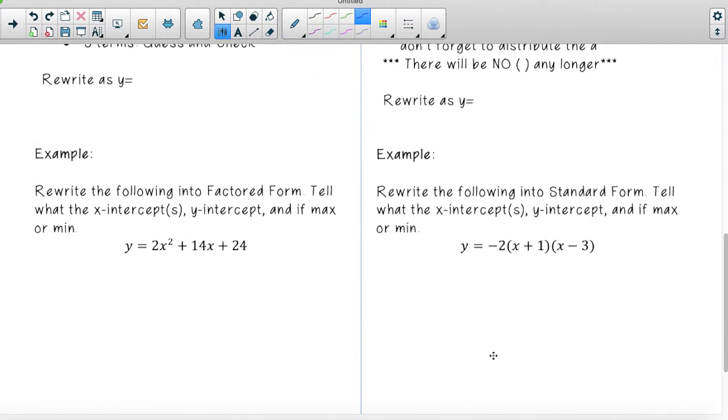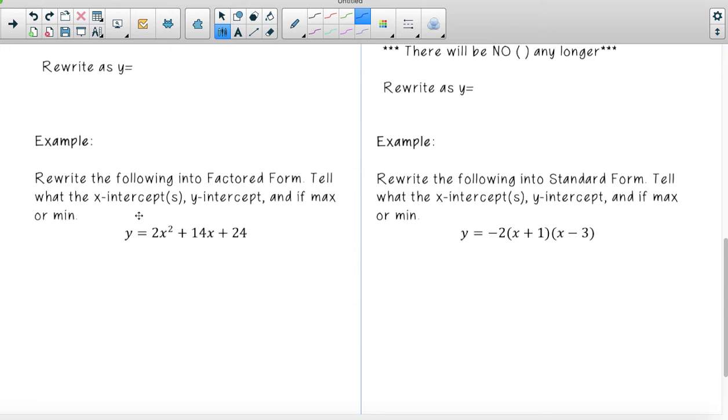So to do a couple of examples, on this first example, we're going to rewrite the following into factored form. Then we're going to tell what the x-intercepts, the y-intercept, and if it's a max or a min. So some of the information we can automatically figure out based off of the original problem.